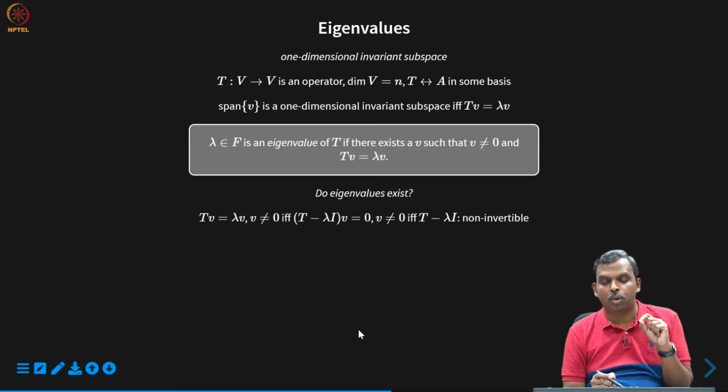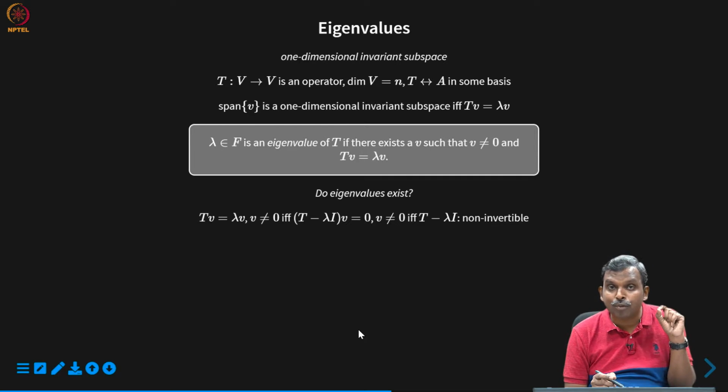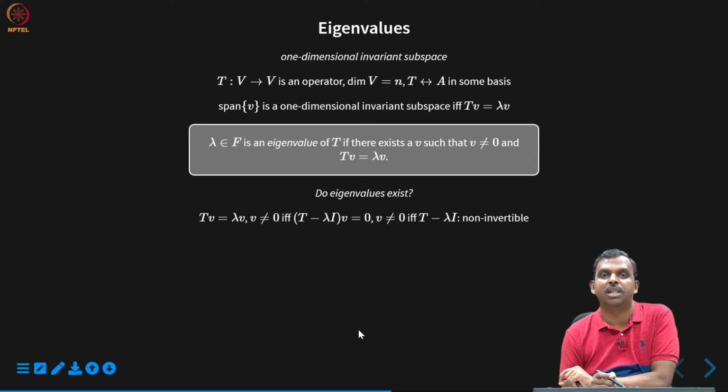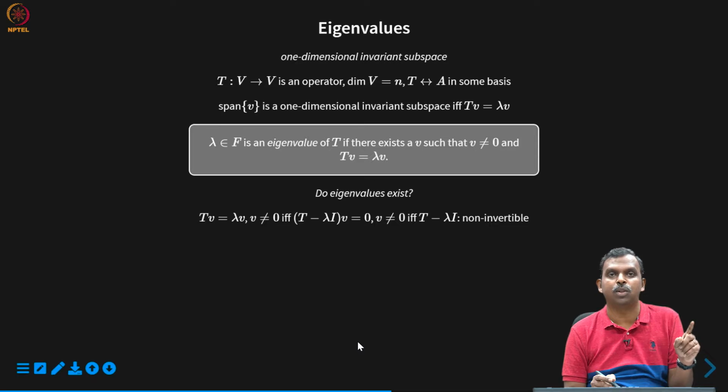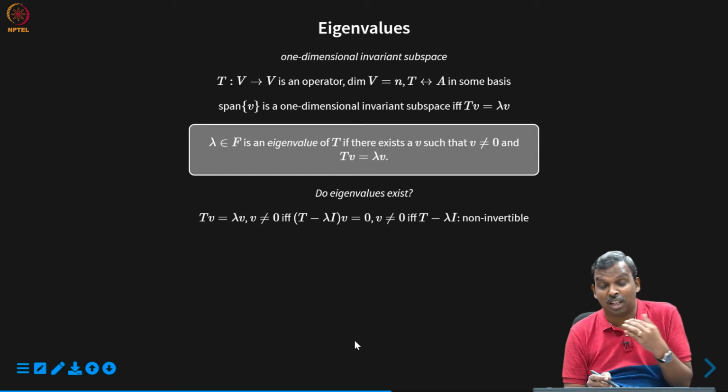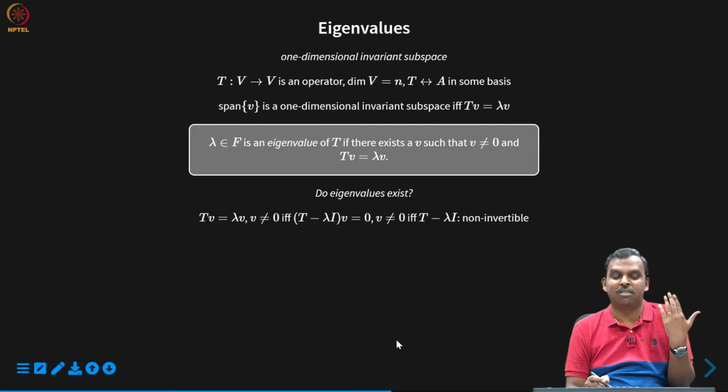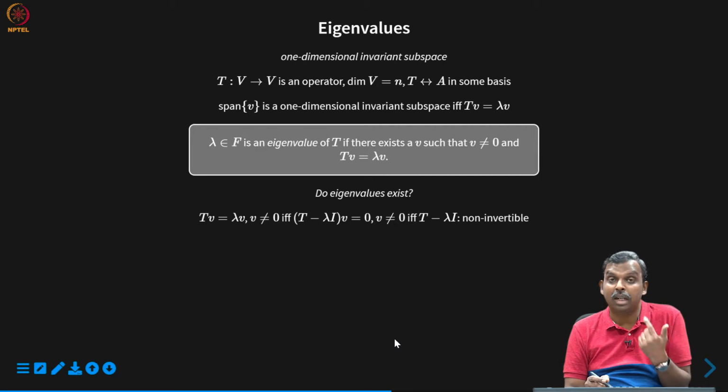So notice I am talking about the operator here, not any particular basis representation. We will come to that soon enough, but this is what the property is, and you can see eigenvalues are closely connected to one-dimensional invariant subspaces. So in short, if I can find an eigenvalue, I have found a one-dimensional invariant subspace. And if there is a one-dimensional invariant subspace, there has to be an eigenvalue, okay. Both of these are connected, okay. So hopefully this definition made sense. So naturally the next question is, do these exist? Do eigenvalues exist?